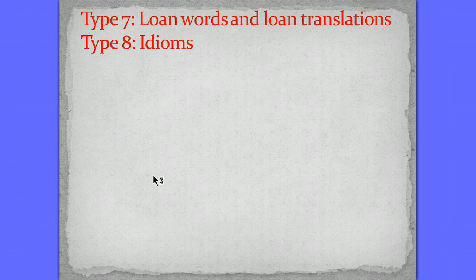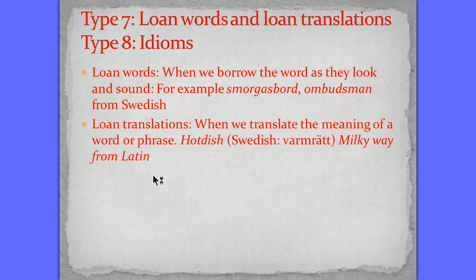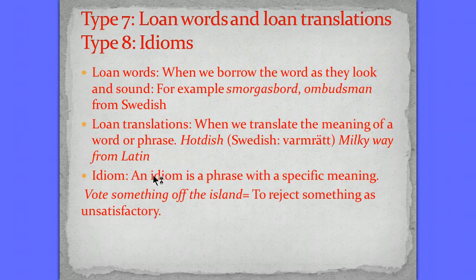Loan words and translations. And that's type 7. Loan words, when you borrow the word as it looks and sounds, for example, smorgasbord, ombudsman from Swedish. And loan translation, where we translate the meaning of a word or phrase. Hot dish, for example, is a translation from Swedish varmrätt into English, hot dish. Translate the different parts. Or Milky Way, loan translation from Latin into English.